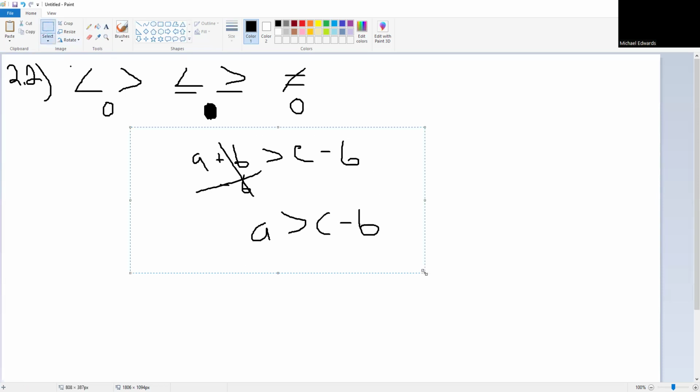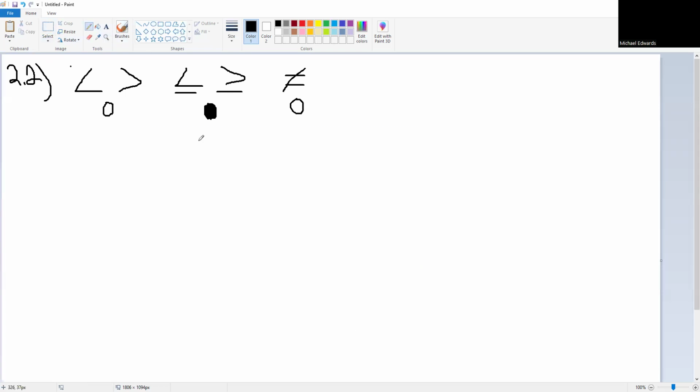But if you wanted to do things like multiplying or dividing, it may be a little different. So A times C greater than B. Let's say we want to take the C and put it over to the other side. So let's divide the C out, and there you go. A is greater than B over C. Not a big deal, right?